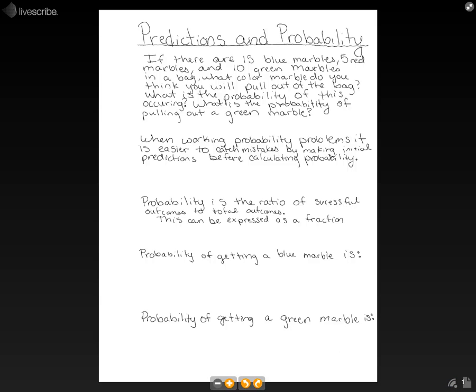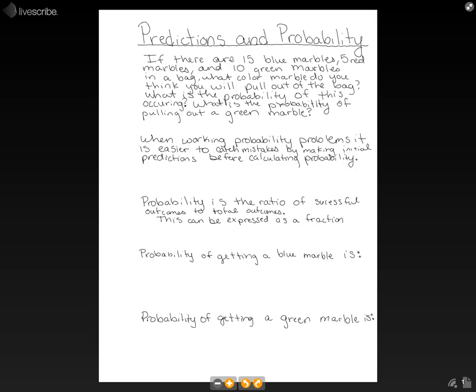Predictions and probability. So, if we have 15 blue marbles, 5 red marbles, and 10 green marbles in a bag, we want to find what color marble we think will be pulled out of the bag, what's most likely. And then we want to know what the probability of this event occurring is, and what's the probability of pulling out a green marble.